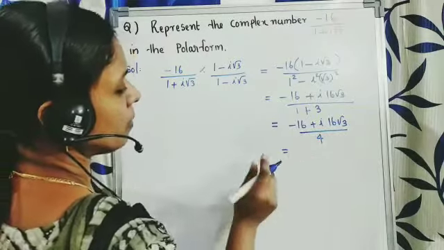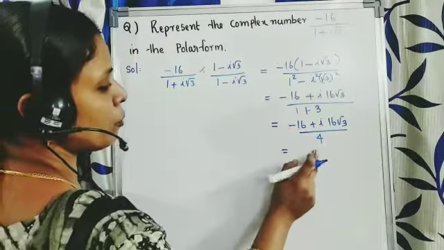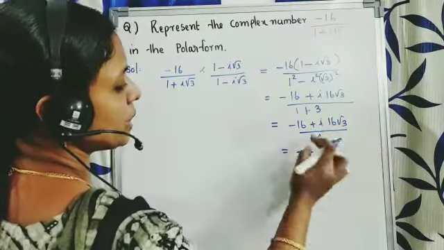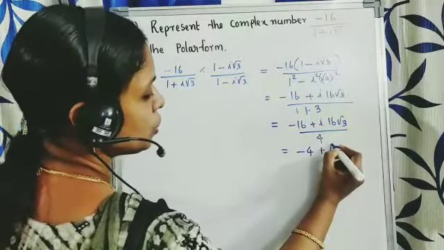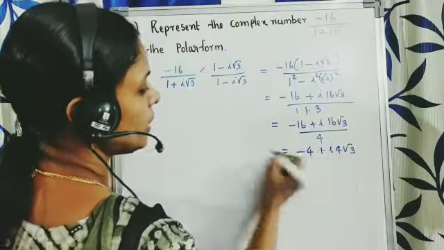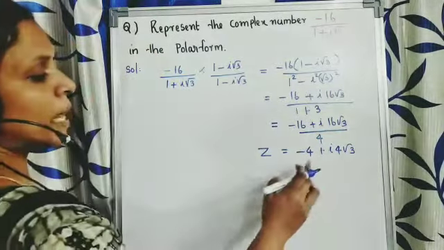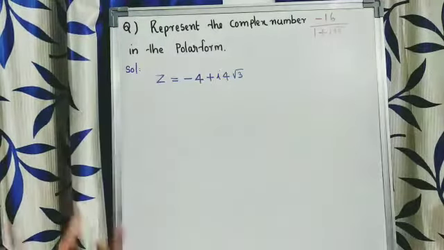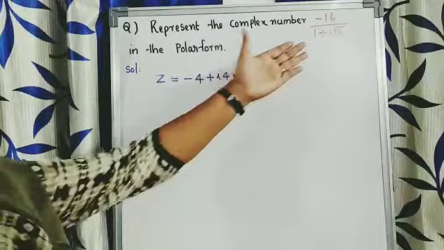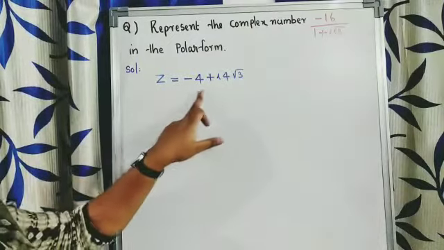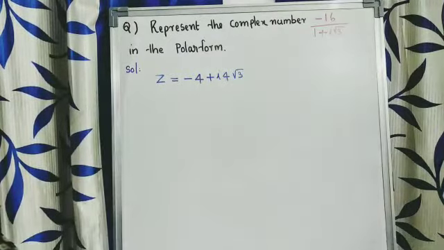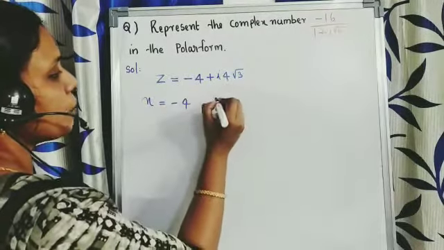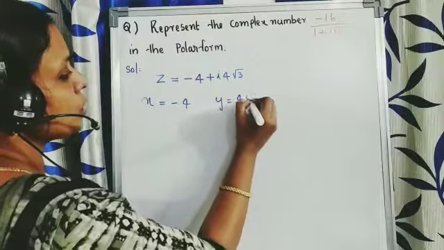That is equal to -16 divided by 4 is -4, plus i into 16√3 divided by 4 is i into 4√3. Now we get z = -4 + i·4√3. Clear? Now the a + ib form of this question is z = -4 + i·4√3. Here x is equal to -4 and y is equal to 4√3.